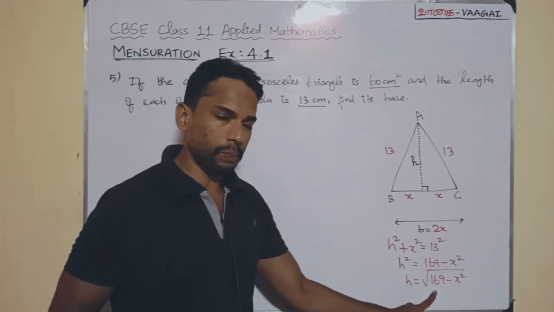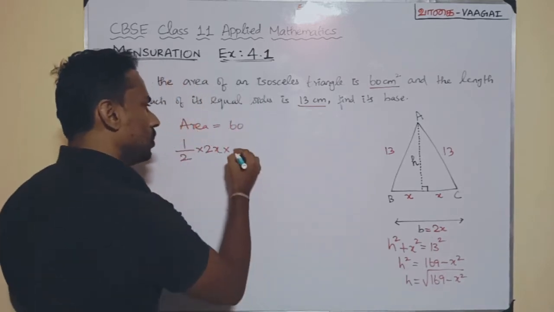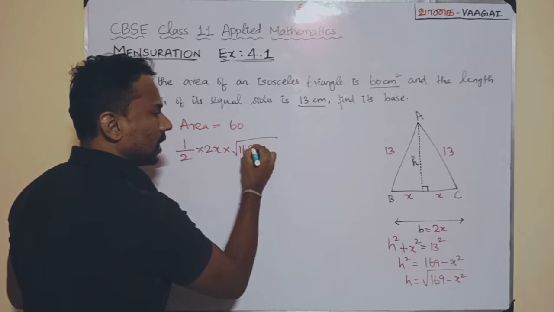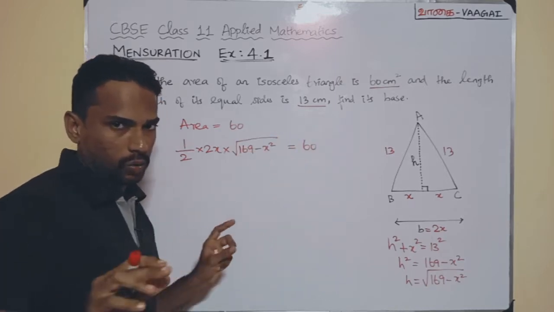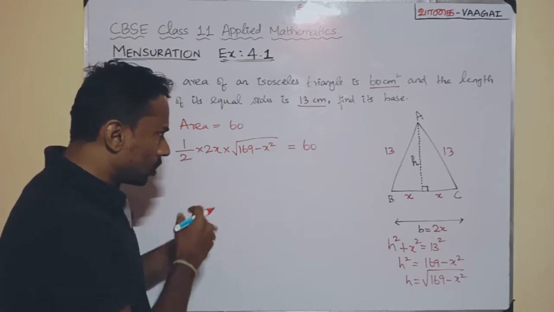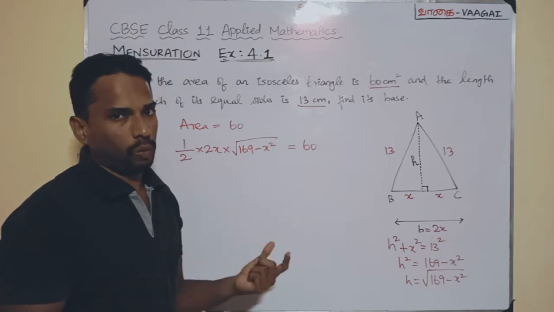Height, just now we have represented in terms of x itself. I am noting this expression here: square root of 169 minus x square. Now this is what is equal to 60. Correct? Okay, clear? Now when we solve this equation itself, we'll be able to get the value of x, and from there we can tell what is the base of our triangle.